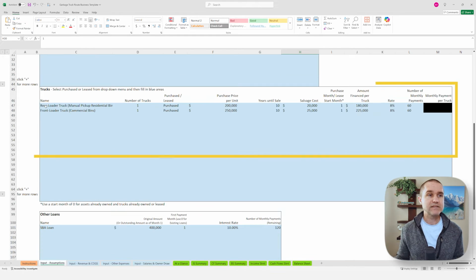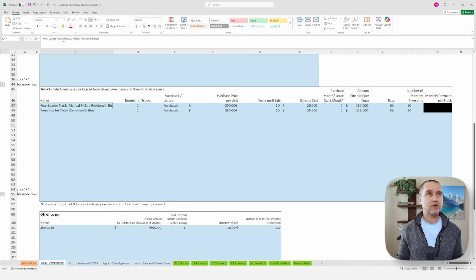Now, here's where we need to add our trucks. So we're going to assume that we have 2 trucks, one rear loader truck, manual pickup for residential, and then one commercial front loader truck. We've got purchase prices here. And again, you can adjust what purchase price you're going to use. We're going to assume that we'll use the trucks for 10 years, and then their salvage value after the 10 years of useful life will be basically 10% of the initial purchase price. So you'll sell them for scrap at that point. And then we're purchasing those trucks in month 1. So we're going to purchase both of these in month 1.